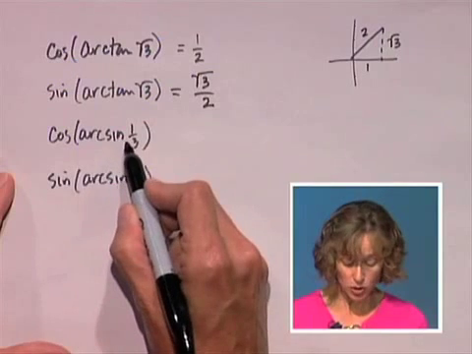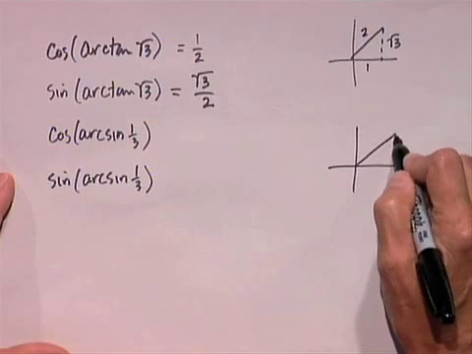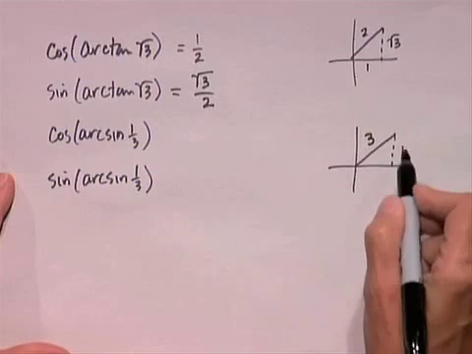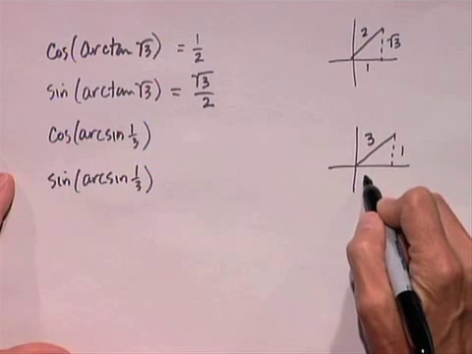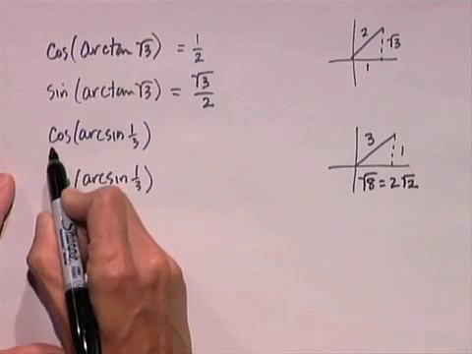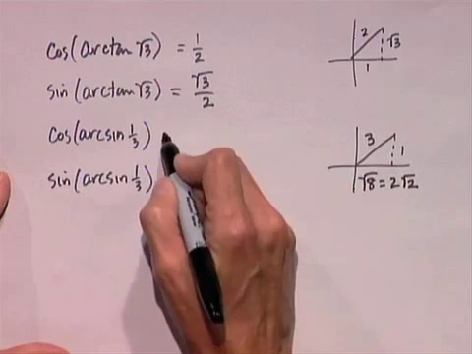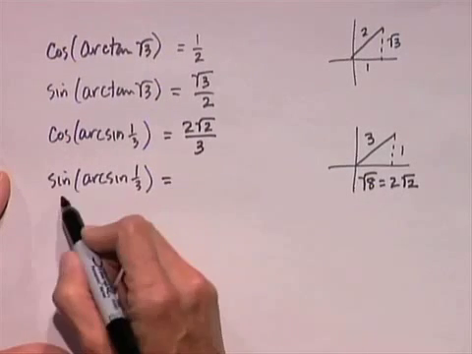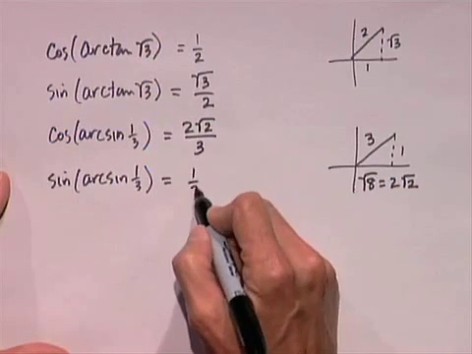I need to sketch a picture of the angle whose sine is 1/3, again in quadrant 1, but this time I want the sine of my angle, so opposite over hypotenuse, to be 1/3, which makes the adjacent side, and you could work this out with the Pythagorean theorem, the square root of 8, which is 2 square roots of 2. What I'm interested in finding is the cosine of that angle, which is the adjacent side over the hypotenuse. So that's going to be 2 square roots of 2 over 3. And then the sine of that same angle is going to be the opposite side over the hypotenuse.